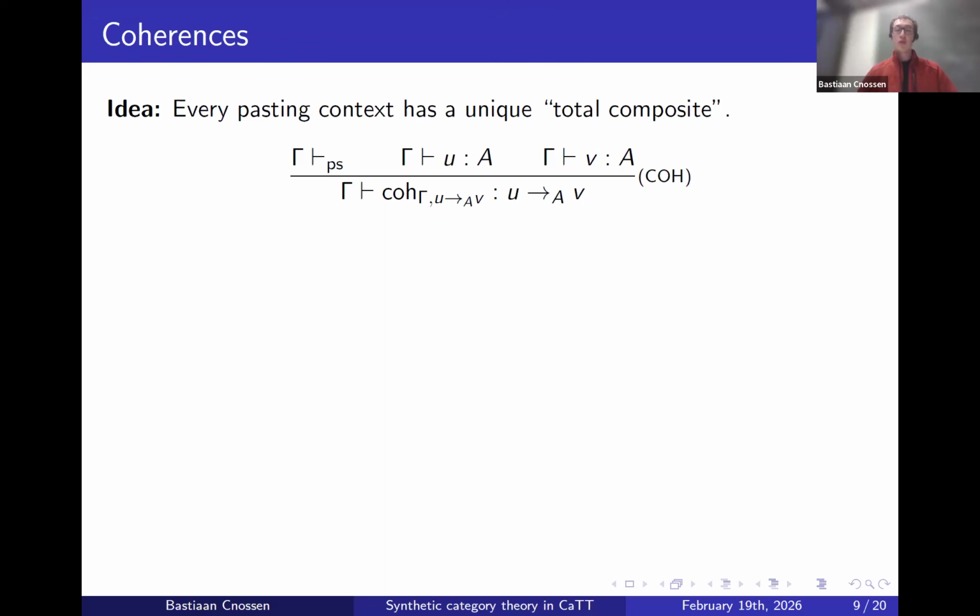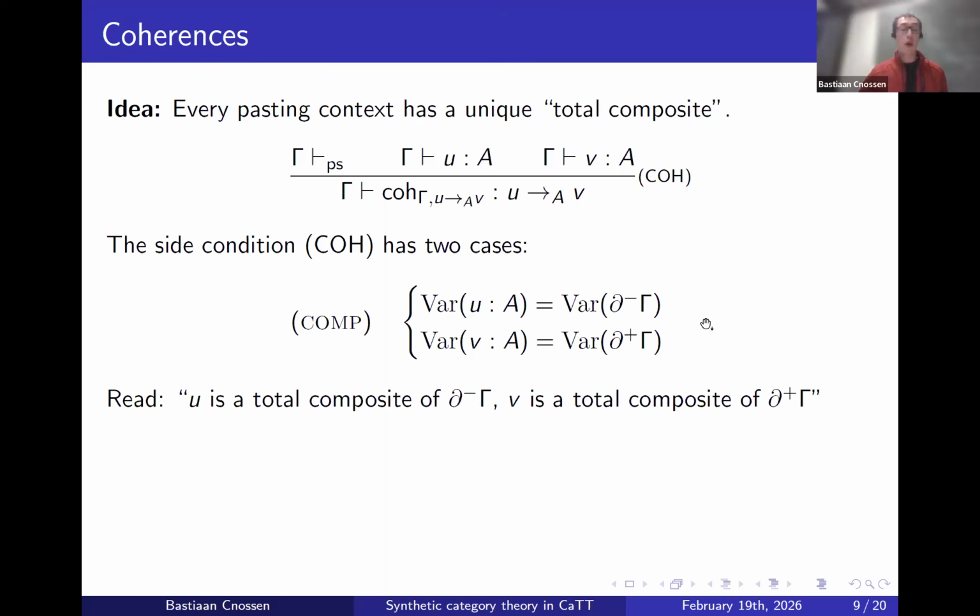And of course, we shouldn't just do this for arbitrary U and V. So this rule is going to have two side conditions. There are two ways that we are allowed to form this coherence. And what it amounts to is basically expressing, first of all, there should be a total composite. And then second of all, we're going to express that it's unique. So the first way that we can obtain this total composite is basically, I will illustrate what these rules mean on the next slide using the examples that I had before.